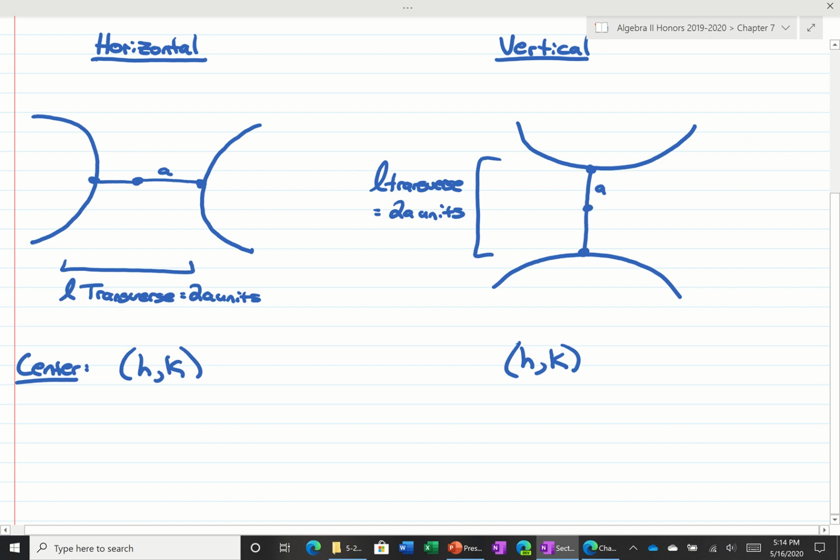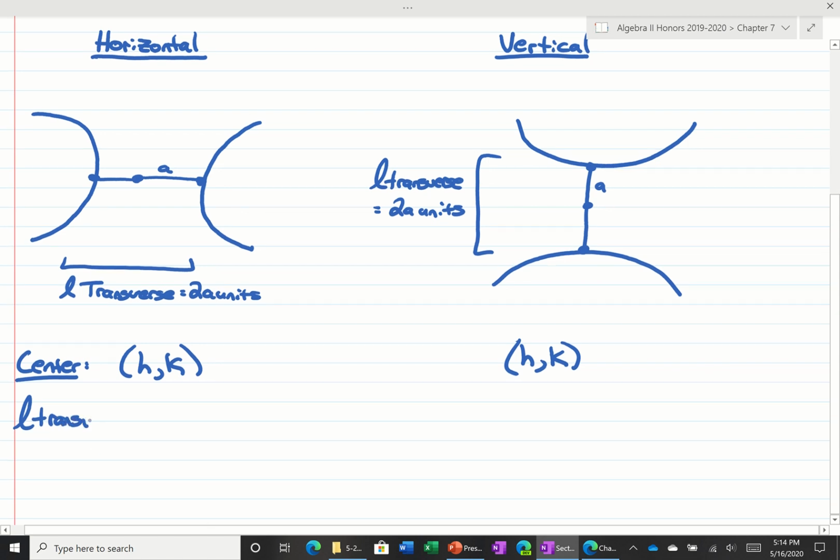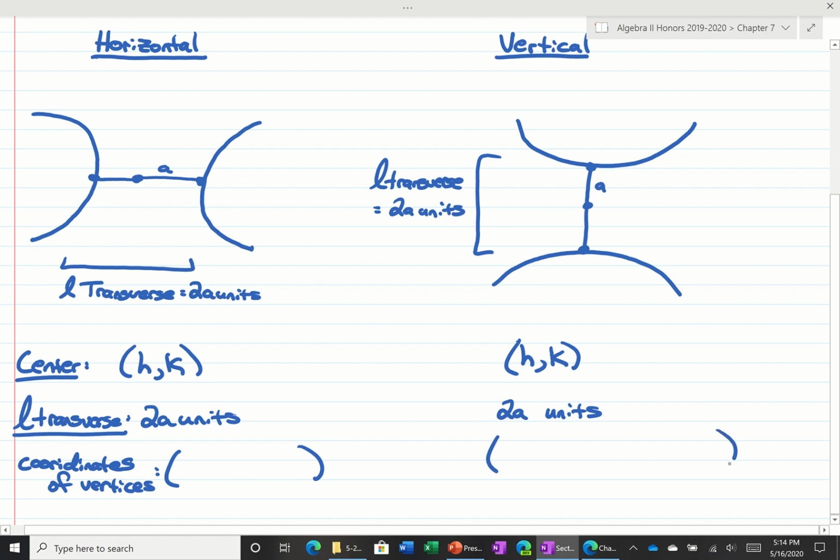All right, next, let's write that down here. So the length of what's called a transverse axis is 2a units. At the end of the transverse axis are what we call the vertices. And for the coordinates of the vertices, we always start at the center, but if it's a horizontal hyperbola, we're going a units to the left and right. If it's vertical, we're going a units up and down. So the vertices are always on the transverse axis.